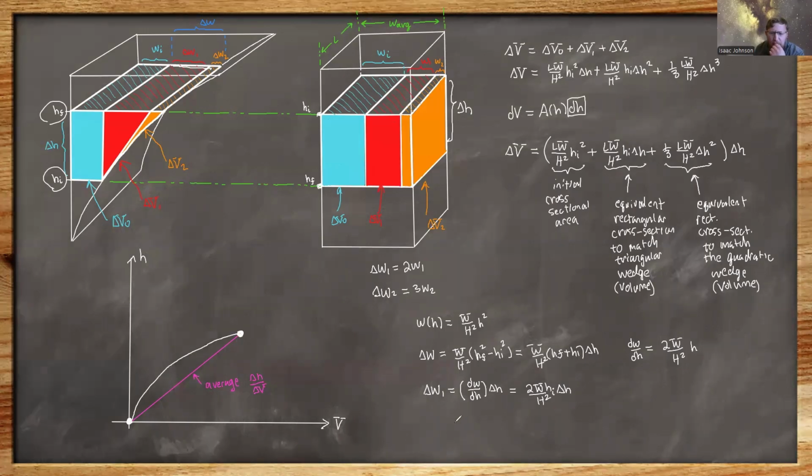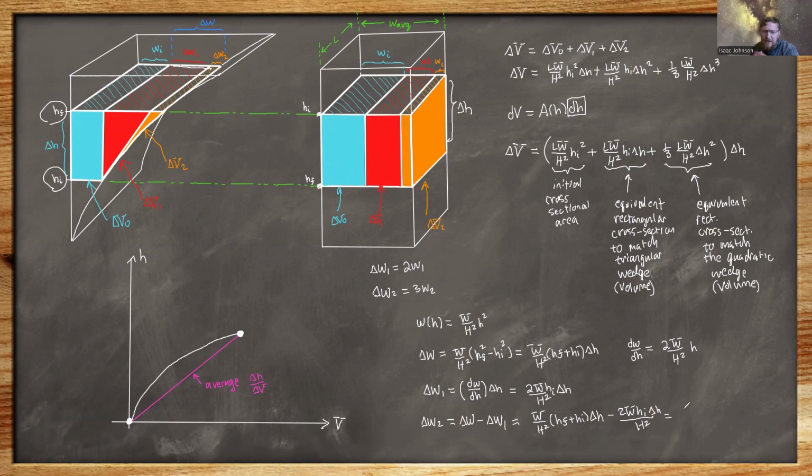And so that's our delta W1. And then to find our delta W2, we can just subtract width 1 out of our total change in width, right? Because change in width 1 plus change in width 2 is the total change in width. And in order to do that, let's see, delta W is width over height squared, H final plus H initial, delta H. And then we're subtracting off delta W1, the change in width caused by the linear term.